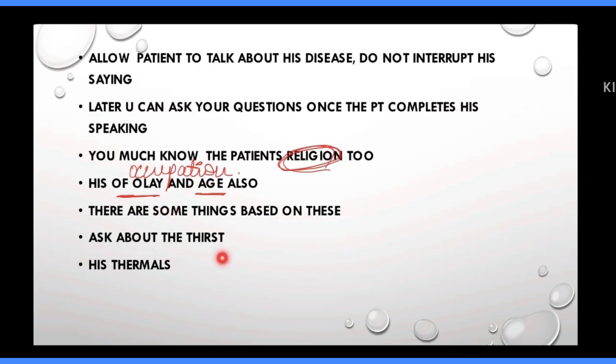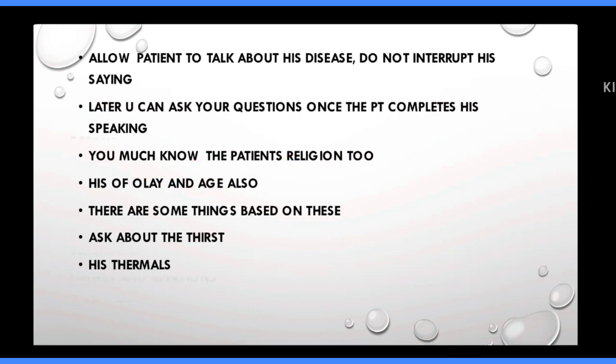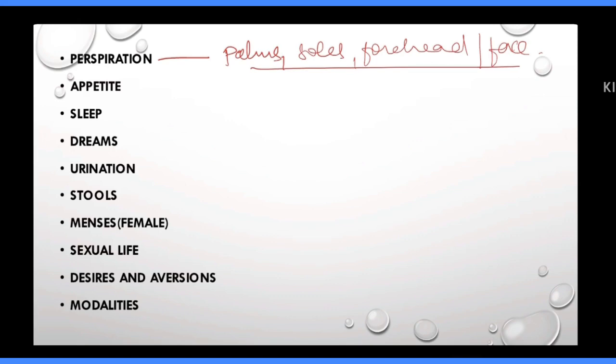Ask about the thirst of the patient. Whenever you take a case, the thirst of the patient is important. His thermals, whether the patient is hot, chilly, or ambithermal. These all the physician must know whenever he takes a case. Next, coming to perspiration, whether the perspiration is on palms, on soles, on forehead, or on the whole face. This is very essential to know the patient. Appetite, whether increased or decreased.